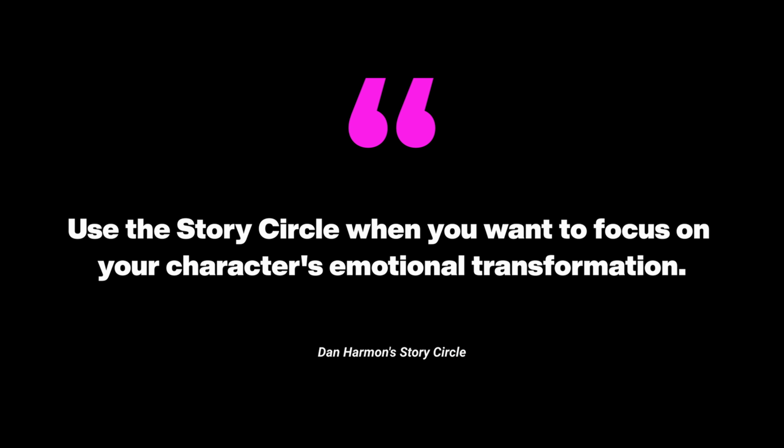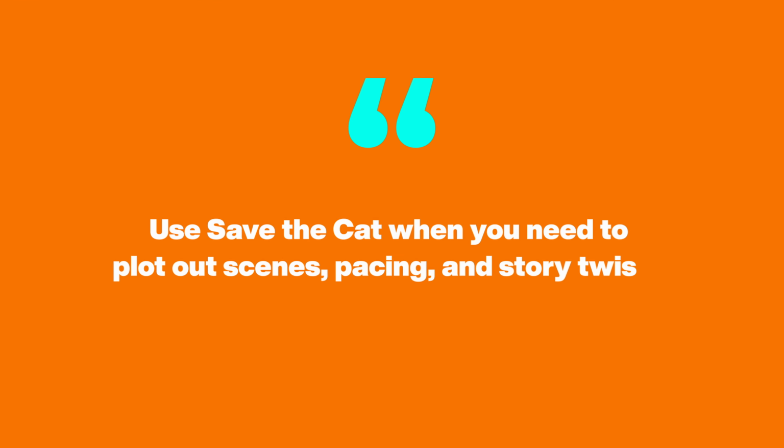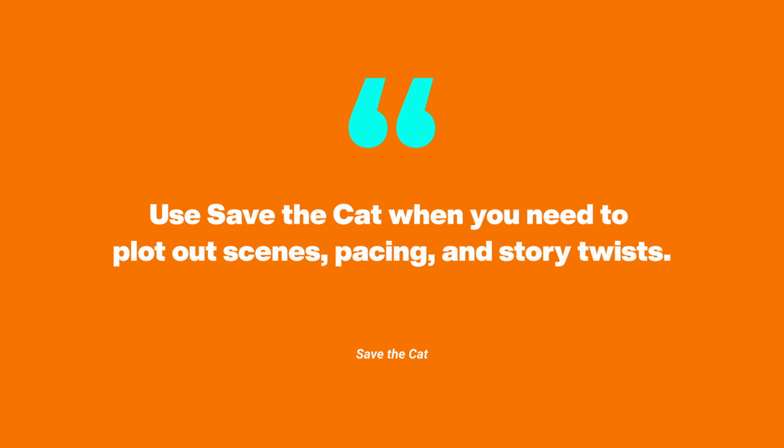So now that you understand Dan Harmon's story circle and Save the Cat, which one should you use? And like everything, it all depends. Use the story circle when you want to focus on your character's emotional transformation. Use Save the Cat when you want to focus on beats, structure, pacing, and plotting out your scene. But keep this in mind, you don't have to choose between the two.